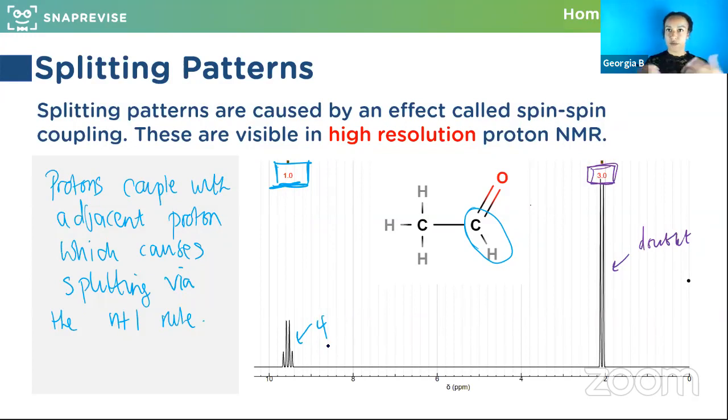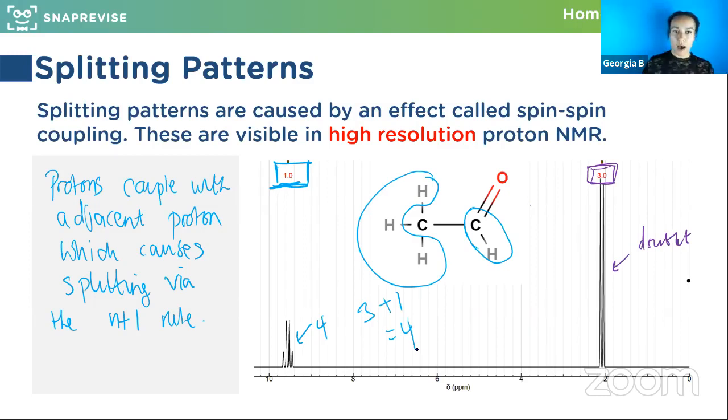Why is it split into 4? That's our spin-spin coupling again. This hydrogen is bonded to a carbon that has 3 other hydrogens attached. Using our n+1 rule again, n is 3 because we've got 3 hydrogens adjacent next door, plus 1 gives us 4. So that's why we have 4 mini peaks under our splitting pattern. Is that making more sense?